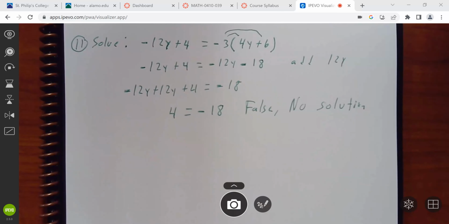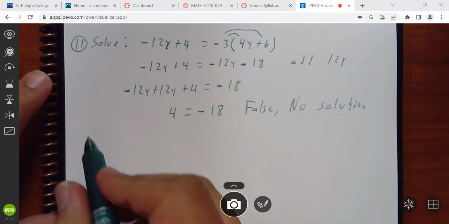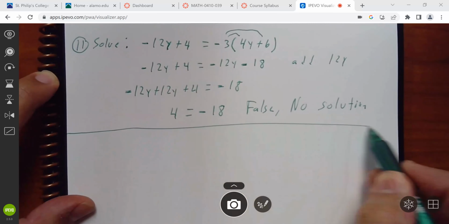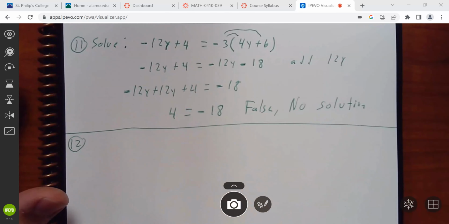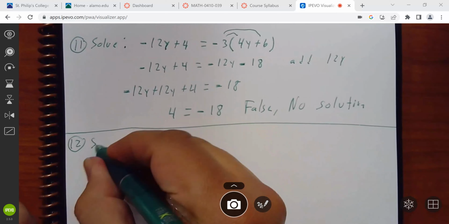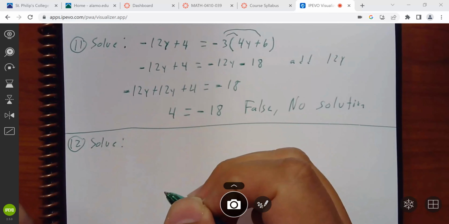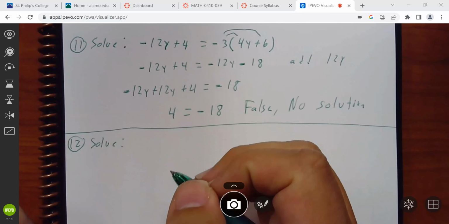So they're going to ask you. If there is one solution, we'll give it. If there's no solution, we'll then choose it. And if you get a true statement, you'll have infinite solutions. Are there any questions on 11? That make sense? No solution.